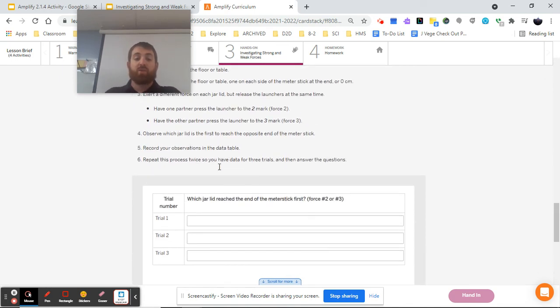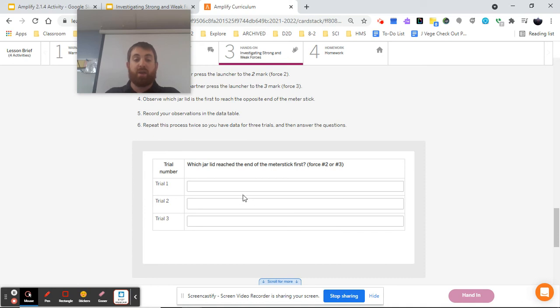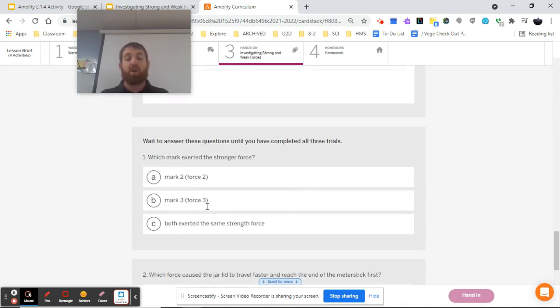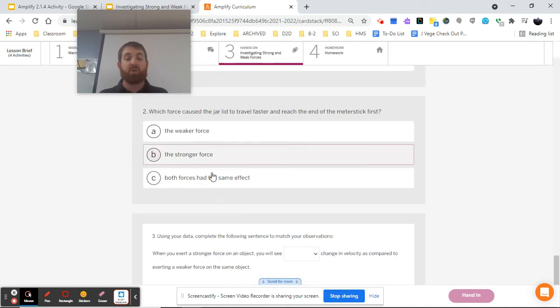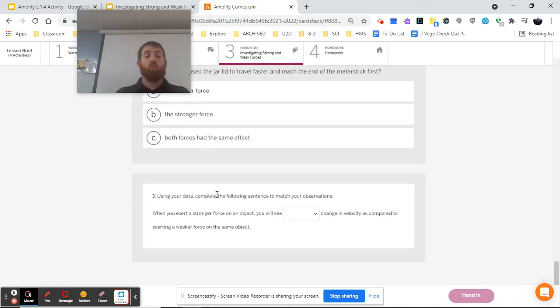Once you've answered those questions, we're going to go into our table here, and we're going to record which jar lid reached the end of the meter stick first for each of our 3 trials. So was it force number 2? Force number 3? We'll record. And then we're going to answer these reflection questions here, reflection questions 1, 2, and 3, about what conclusions we can draw from this lab.